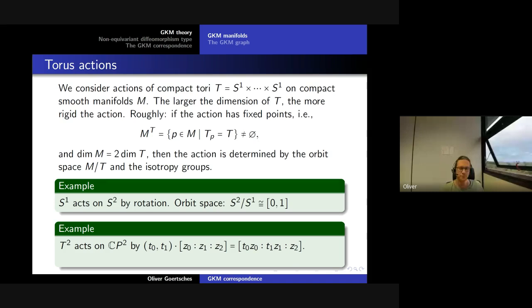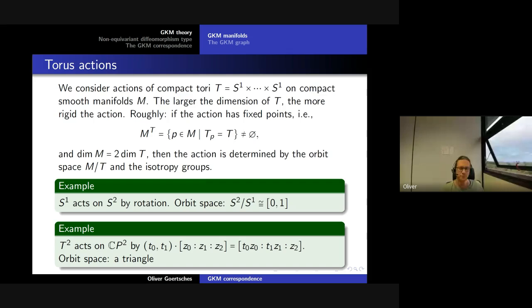Let's look at the two-torus acting on CP2, the standard action. I take these unit complex numbers t1 and t2 in my two-torus, and I let them act on points in CP2 given in homogeneous coordinates, just by multiplication in two of the coordinates. Then the orbit space is a triangle, and the dimension of the faces of this triangle corresponds to the dimension of the orbits. We have three fixed points of this action, given by [1:0:0], [0:1:0], and [0:0:1], and they correspond to the vertices of the triangle.